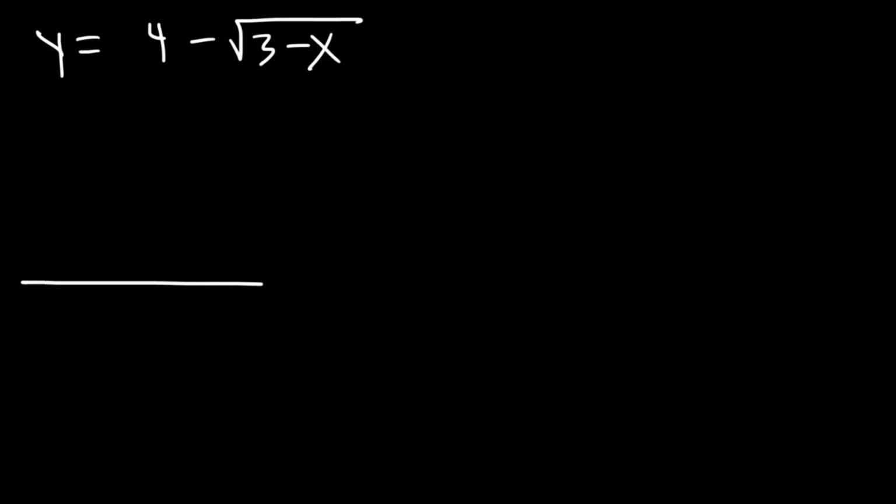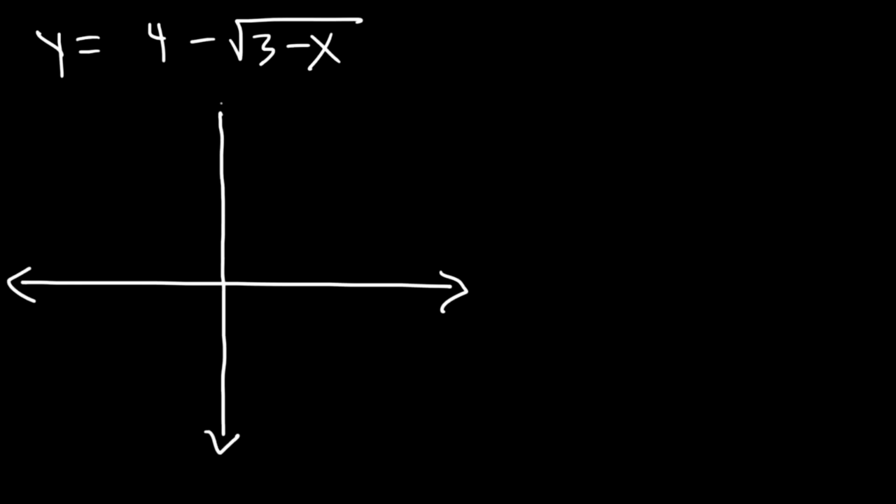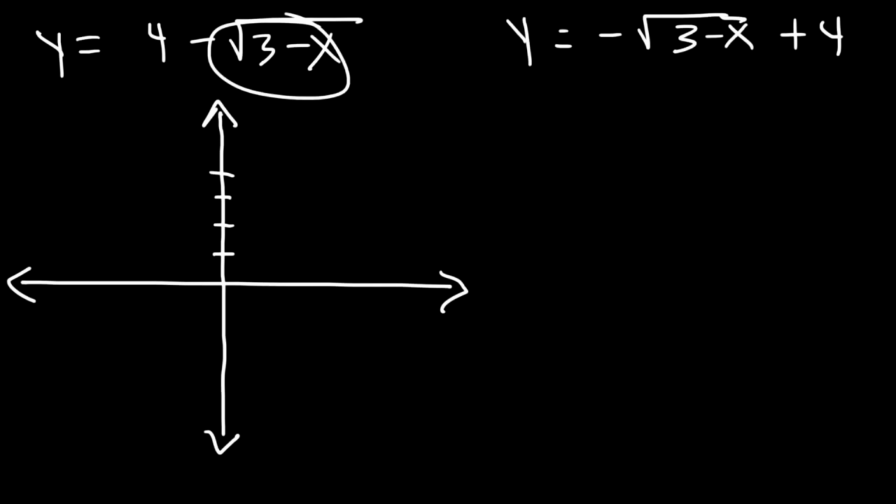Let's try this one. Let's say that y is equal to 4 minus the square root of 3 minus x. Let's draw an accurate sketch. Now, let's rewrite it first. You need to see it like this. So there's a vertical shift up 4 units, and there's a horizontal shift, but it looks a little different. Is it 3 units to the right or 3 units to the left?